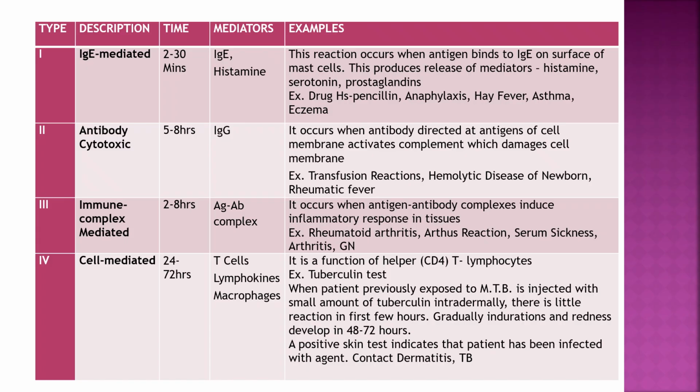Type 4 is cell mediated, occurs in 24 to 72 hours. Mediators are T cells, lymphokines, and macrophages. It is a function of helper, that is CD4 T lymphocytes. Example, tuberculin test. When a patient previously exposed to MTB is injected with a small amount of tuberculin intradermally, there is little reaction in a few hours. Gradual induration and redness develop in 48 to 72 hours. A positive skin test indicates that the patient has been infected with the agent. Example, contact dermatitis and tuberculosis.